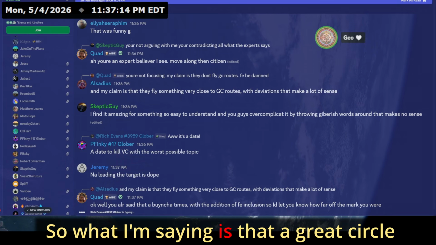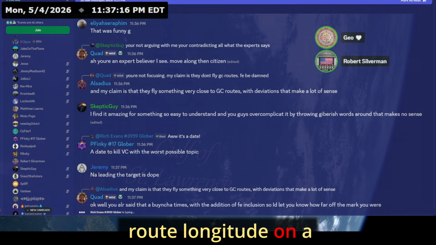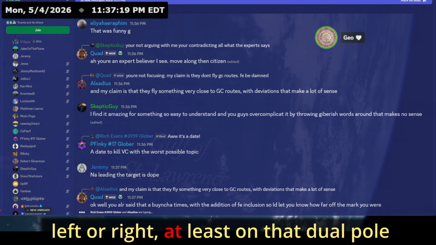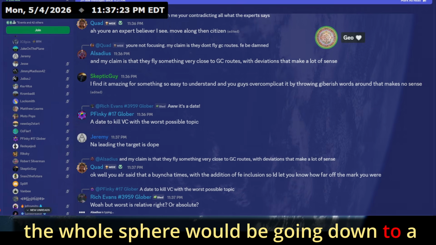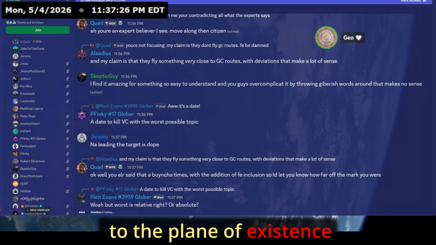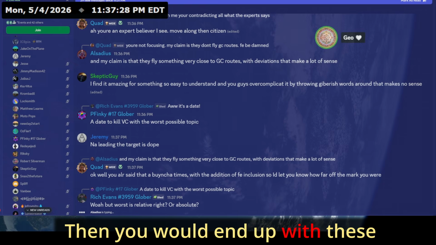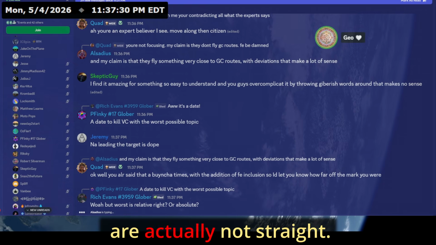Okay. So what I'm saying is that a great circle route longitude on a globe, which is not turning left or right, at least on that dual pole one, the way the electric field and the way the whole sphere would be going down to a two-pole plane, as it's to the plane of existence in that way, then you would end up with these longitude lines that are actually not straight.